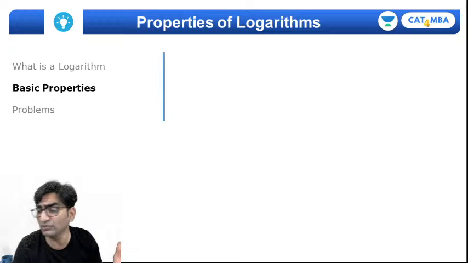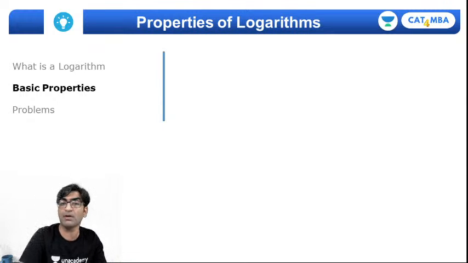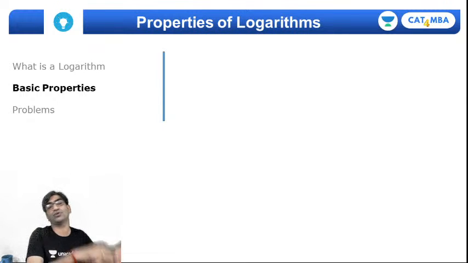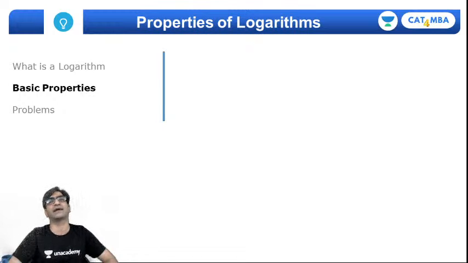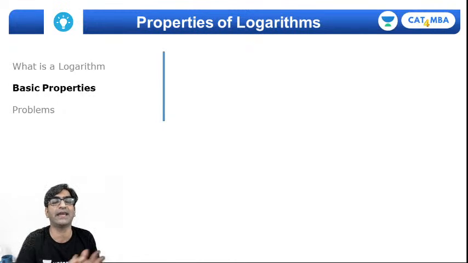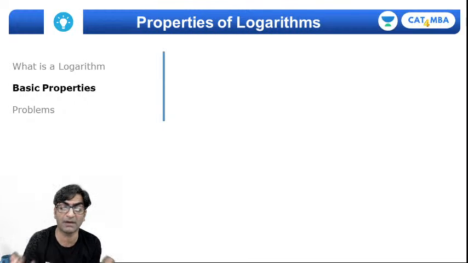Let's now jump into the basic properties of logarithm. Remember, we said logs are similar to exponents. और exponents में क्या करते हैं? हम वो property study करते हैं ना कि a power m into a power n. जब दो exponents को multiply करते हैं तो उसके powers add हो जाते हैं, है ना? As long as the bases are same, the powers will get added.